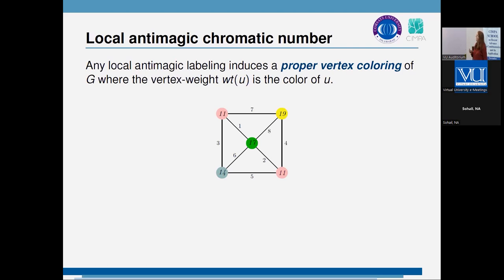Let me recall, a proper vertex coloring is an assignment of colors, numbers, to the vertices of the graph, such that vertices that are adjacent have distinct colors.